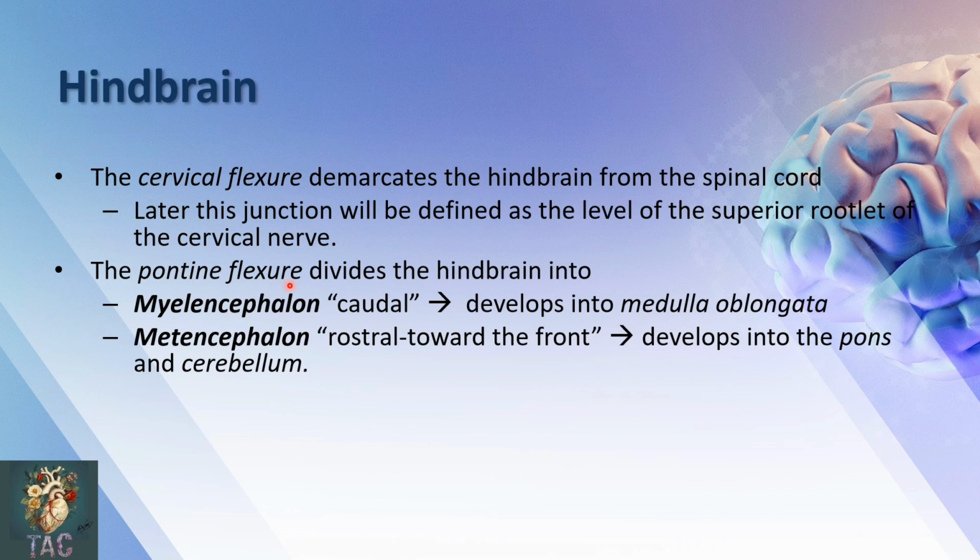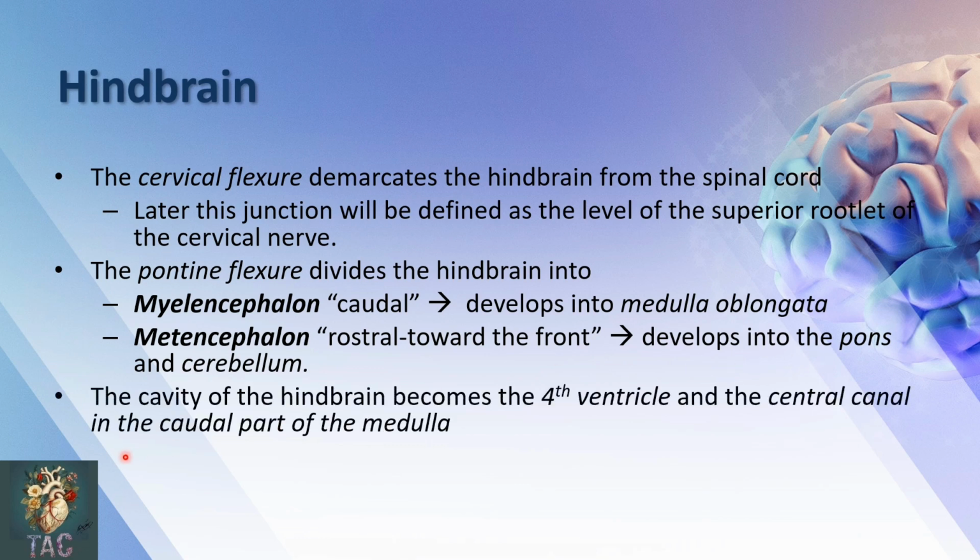The pontine flexure divides the hindbrain into the myelencephalon, which is caudal, forming the medulla oblongata, and the metencephalon, which is cranial towards the front, developing into the pons and the cerebellum. So these are the two flexures. The cavity of the hindbrain becomes the fourth ventricle and the central canal in the caudal part of the medulla.